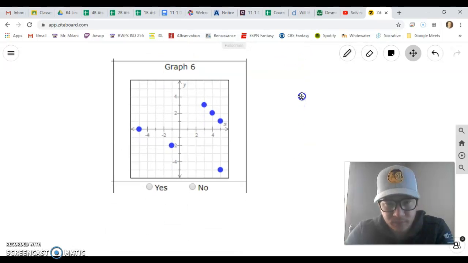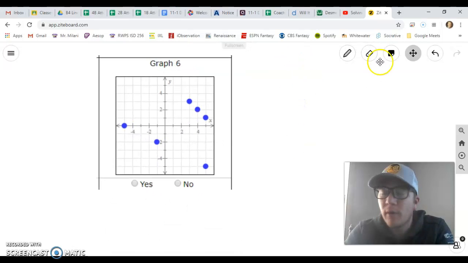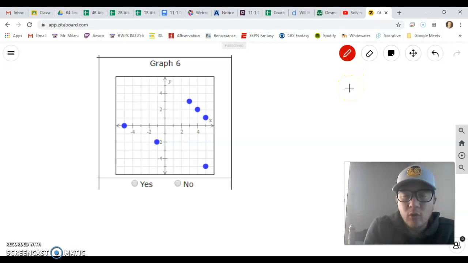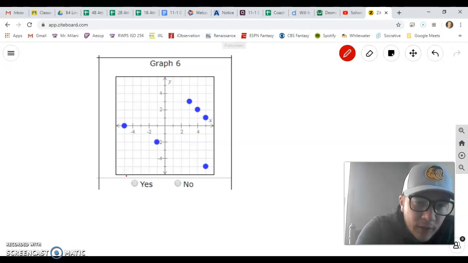Last one, when it's separate points, just make sure that you are paying attention to everything going from left to right. So a lot of you guys think, yeah, this is a function right away. There's no lines that could be hitting it twice. So be careful. Look at every point and just ask yourself if there's any other points on that vertical line.